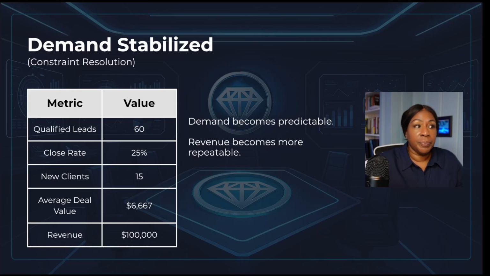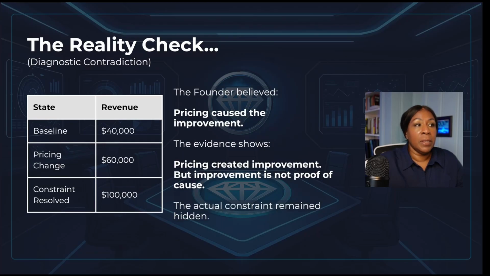So we addressed demand. Now it's stabilized. So now the metrics look like qualified leads of 60, right? Close rate is 25%. New clients, 15. And average deal size, 6,700. With a revenue of 100,000, even at a lower price point, or a midway price point, I guess. So demand is becoming predictable.